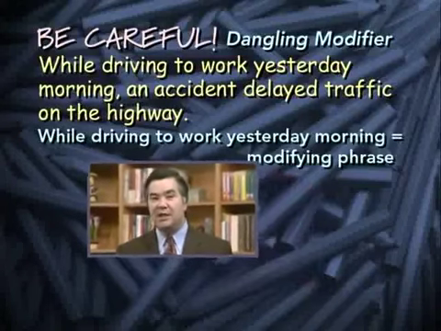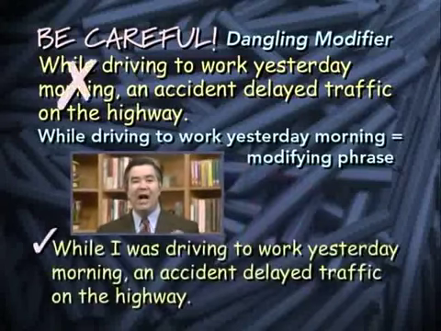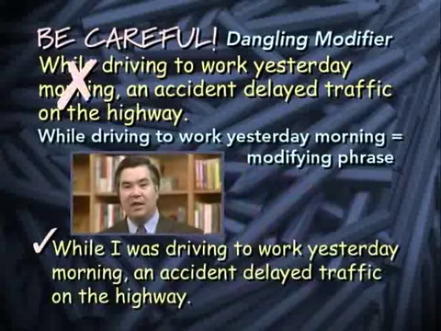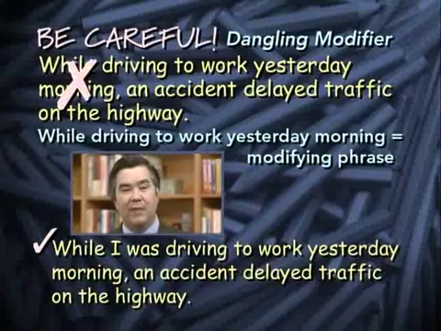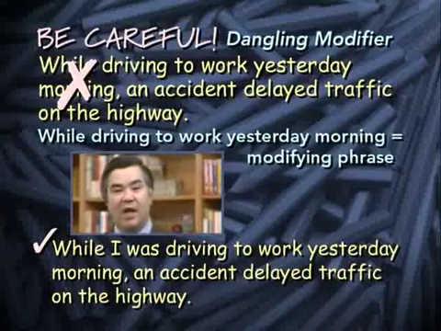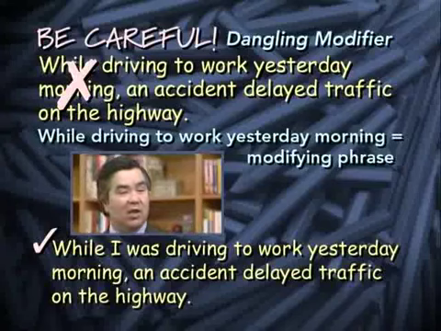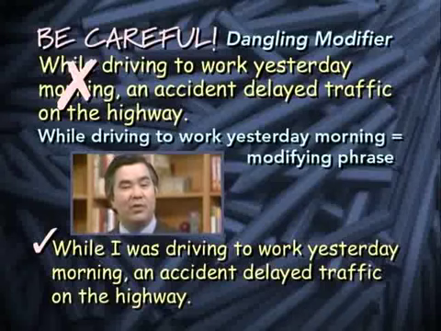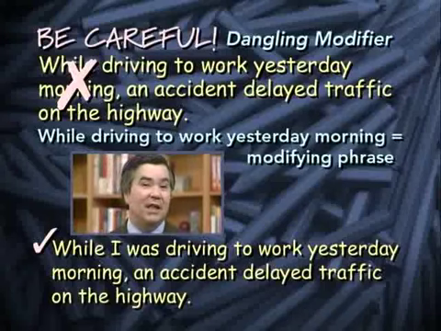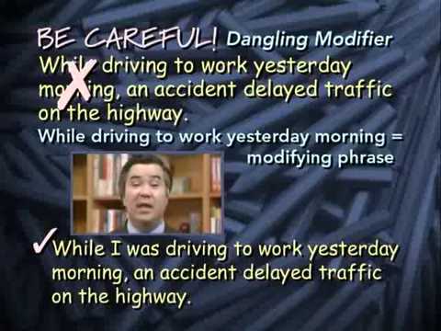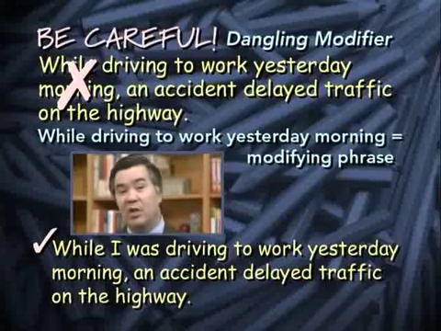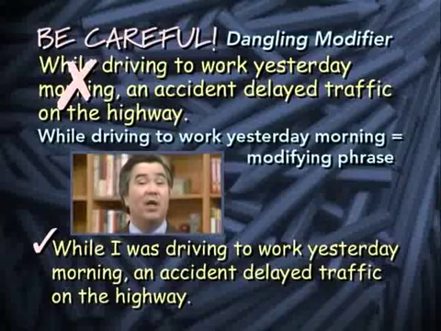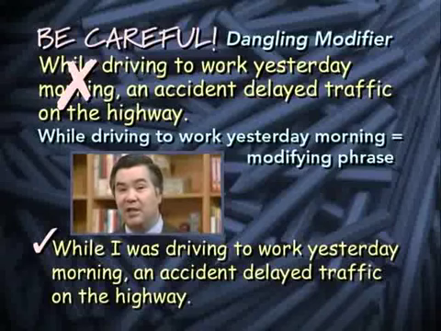If you were to do that to this sentence, it might read as follows. While I was driving to work yesterday morning, an accident delayed traffic on the highway. Notice that we've now taken the modifying phrase, while driving to work yesterday morning, and turned it into a clause with the complete subject and verb, I was driving, while I was driving to work yesterday morning. Notice that it's no longer unclear who is being referred to in that phrase, driving to work yesterday morning. Now, it's obvious that I'm the one who was doing the driving, and therefore turning this into a subordinate clause makes it perfectly clear and solves the problem of the dangling modifier.